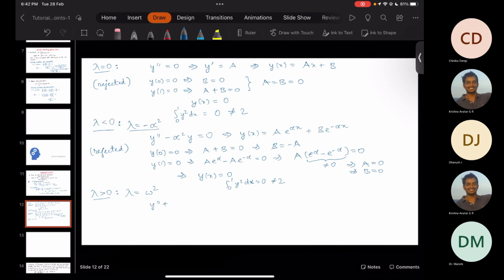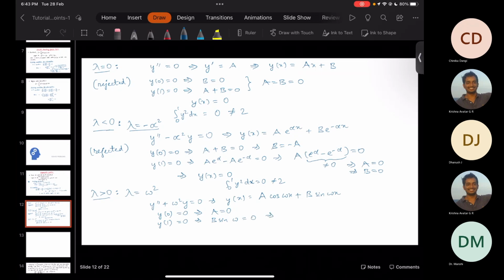So with this case, we'll have y double prime plus omega square y is equal to 0, and then we have y of x. The general solution will be a cosine omega x plus b sine omega x, isn't it? And upon putting the boundary condition, we have y(0) is equal to 0, and this implies that a is equal to 0, and upon putting the second condition, y(1) is equal to 0, and this implies that b sine omega is equal to 0.